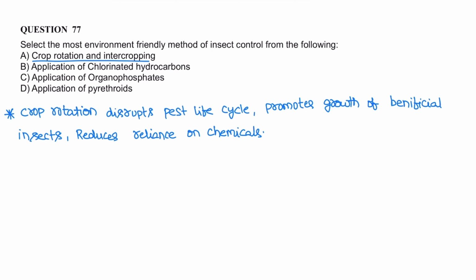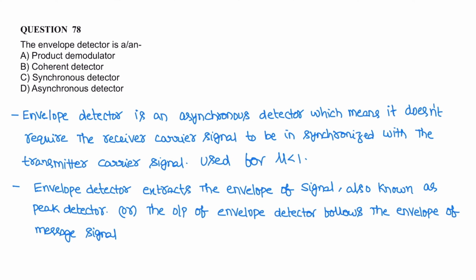Next question. The envelope detector is an asynchronous detector. It extracts the envelope of a signal. It is also known as peak detector. The output of envelope detector follows the envelope of message signal, and this detector is used only when modulation index is less than 1. Envelope detector is useful only when mu value is less than 1. It is also called asynchronous detector, which means it doesn't require the receiver carrier signal to be synchronized with the transmitted carrier signal.